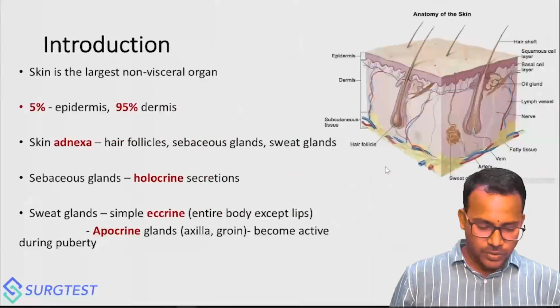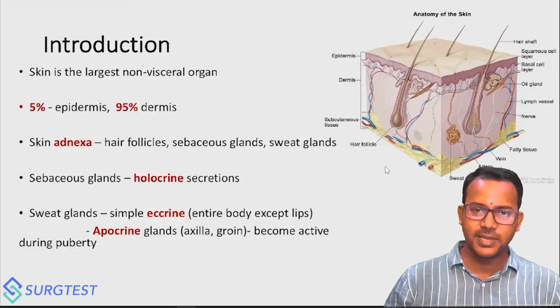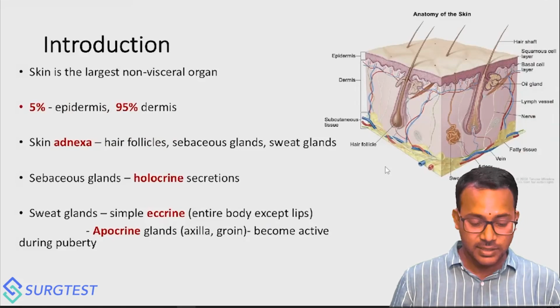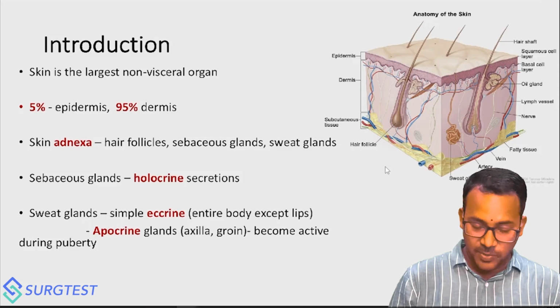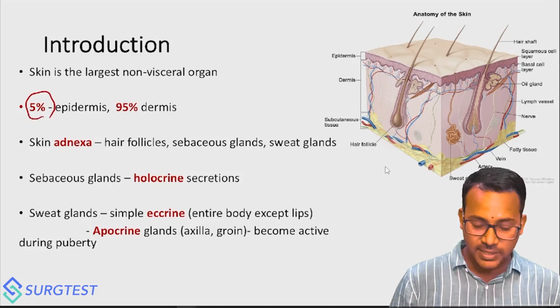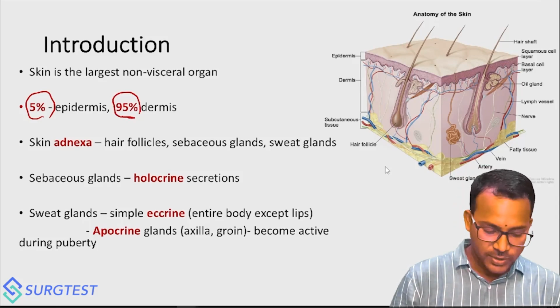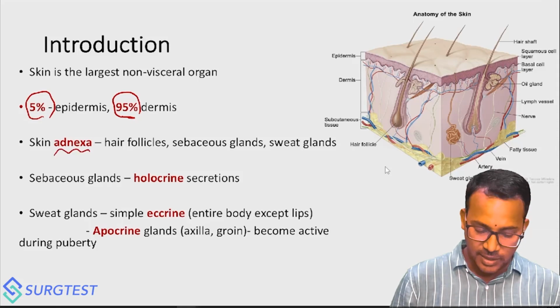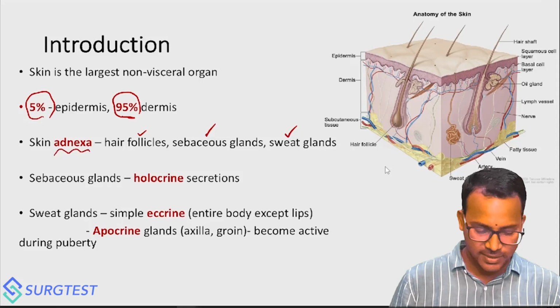So, coming to the introduction of these cutaneous malignancies, or per se the skin. You see, the skin is the largest non-visceral organ and it is made up of epidermis and dermis. Epidermis constitutes about 5%, whereas the rest is dermis, which is around 95%. Most often asked question is, what is skin adnexa? Skin adnexa are nothing but your hair follicles, your sebaceous glands, and your sweat glands.